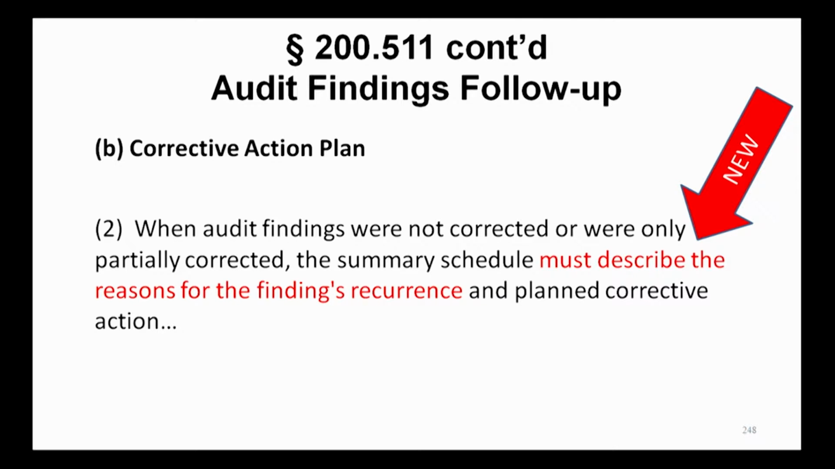So when we have an audit, we get findings, we prepare a corrective action plan. Next year, the auditor comes back, they look and say, did this get fixed? Is it corrected? And so we now have to, as part of our follow-up requirements, prepare this summary schedule, and we have to address, yes, we corrected it, but if we didn't correct it, we have to give a reason for why it reoccurred. So, again, another example of the added emphasis on accountability that we have with regard to our audits.